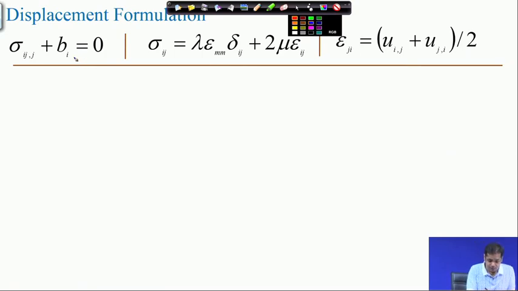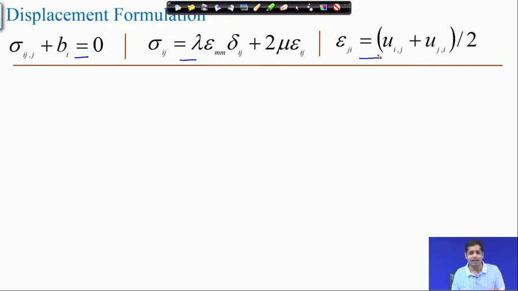As I said, these are the equations that we will be using. This is the equilibrium equation, this is the constitutive relation, and this is the strain displacement relation. Please note one thing, it is implicitly assumed here that the stress tensor and strain tensor are symmetric, and that is why you will see the i and j indices used interchangeably. For instance, sigma ij,j and sigma ji,j essentially give the same set of components. Similarly, epsilon ji can be made epsilon ij, it is the same, epsilon ij is equal to epsilon ji.